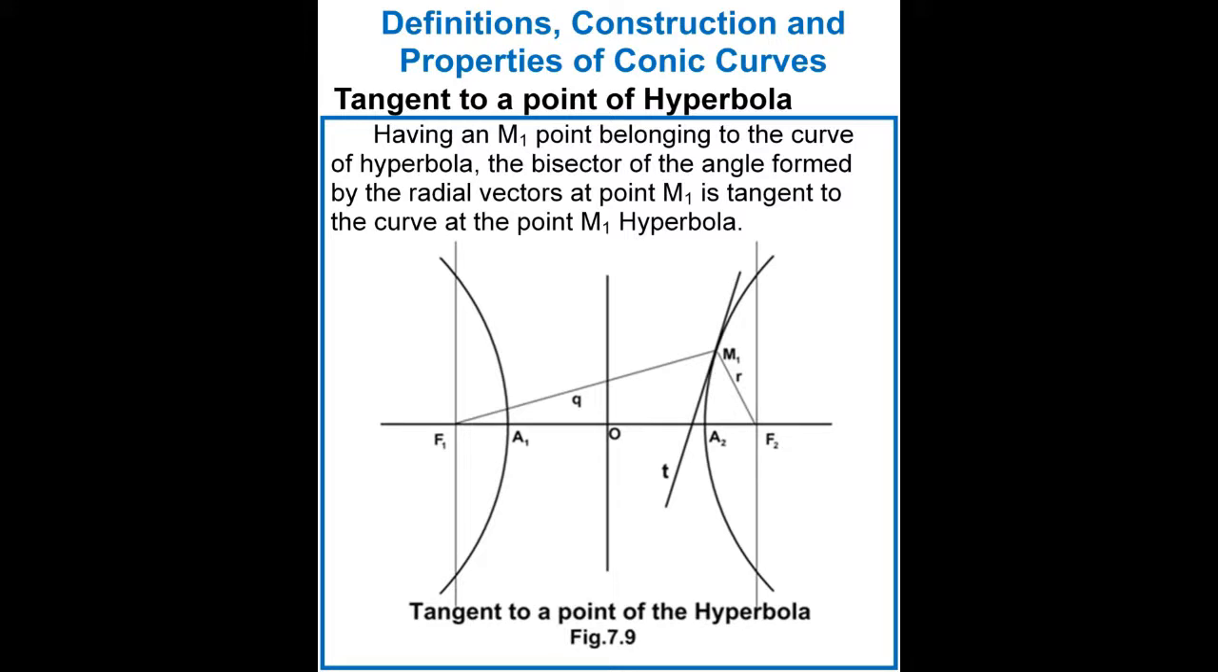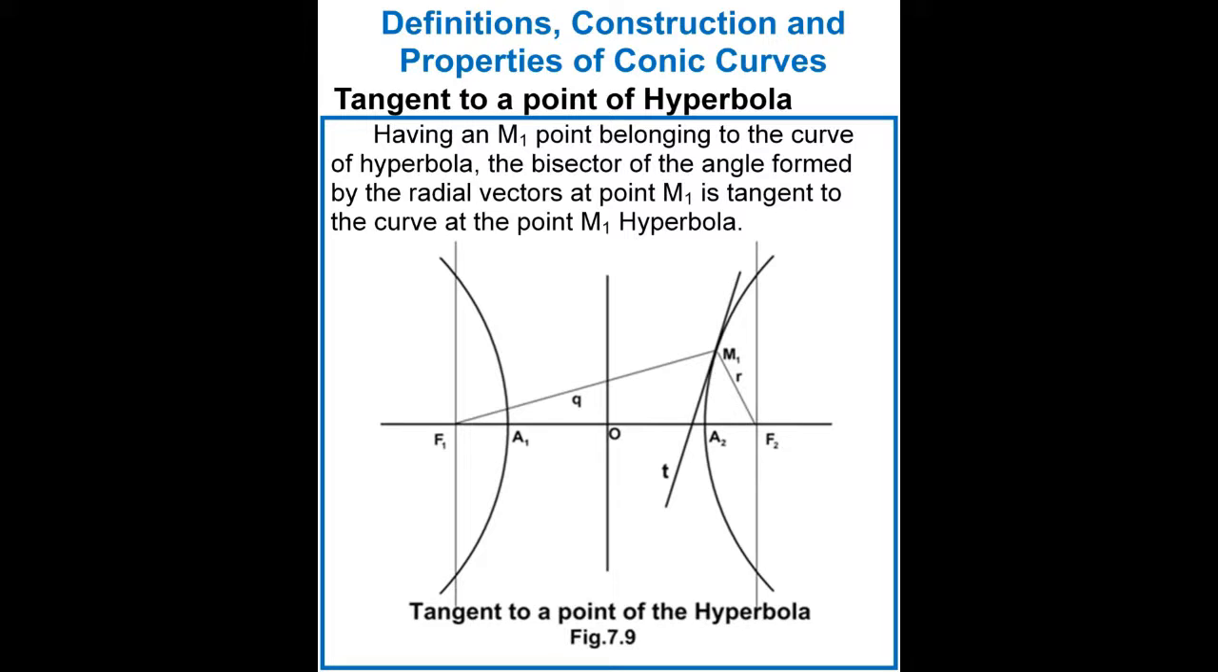In this third slide of this third class of Chapter 7 of the course of Basic Geometry, you have the definition of a tangent at the point M1 of the hyperbola curve. In Figure 7.9, a point M1 is marked on one of the branches of the hyperbola curve, and the two vector rays connecting the point M1 to the focal centers F1 and F2 are then plotted. In this way, the angle F1M1F2 is formed.